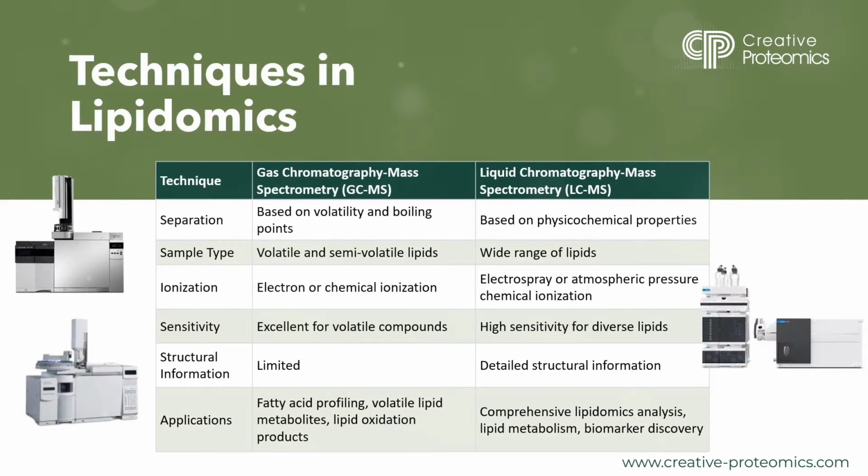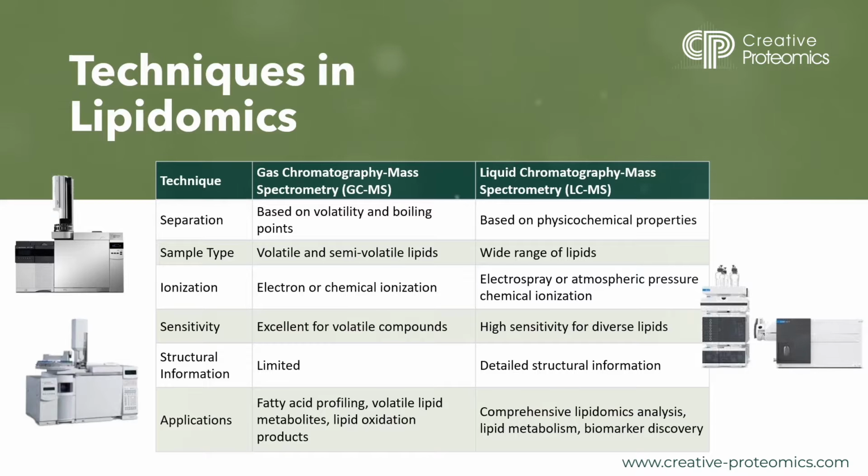Now that we understand the basics of lipids, let's explore the methods used for lipidomics analysis. I would like to discuss two important techniques used in lipidomics analysis: gas chromatography-mass spectrometry and liquid chromatography-mass spectrometry. GCMS is a powerful analytical method that allows us to separate and analyze volatile and semi-volatile compounds, including certain lipid classes such as fatty acids.